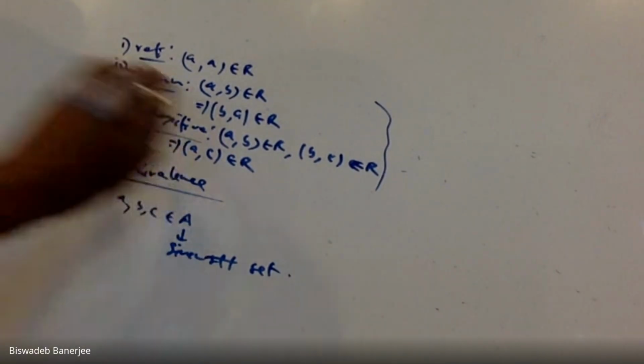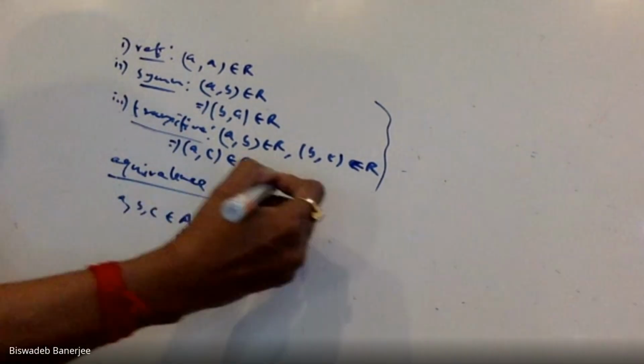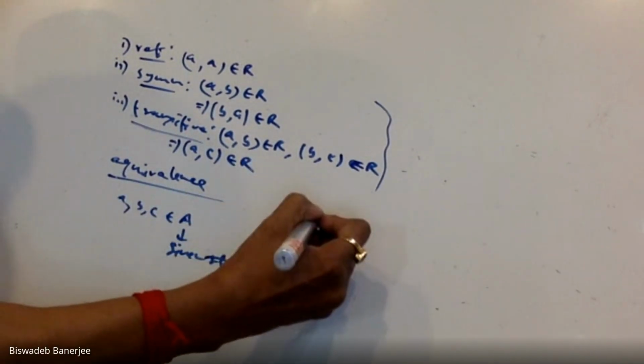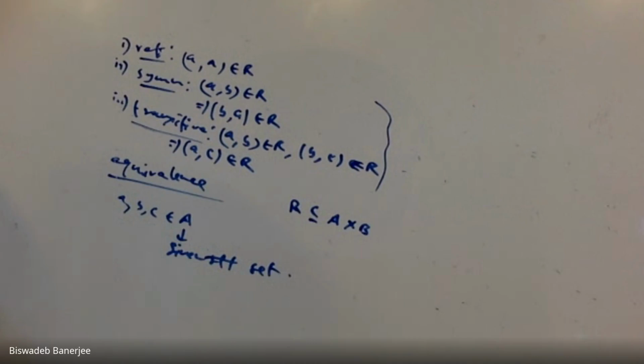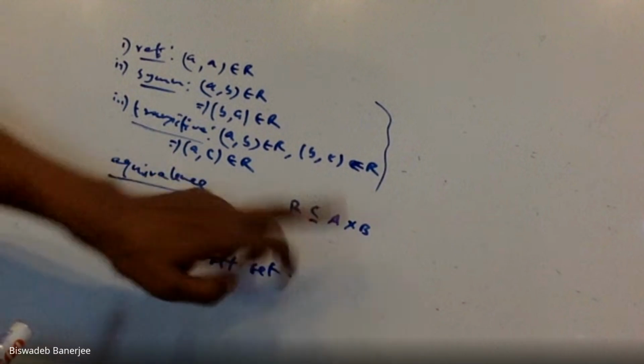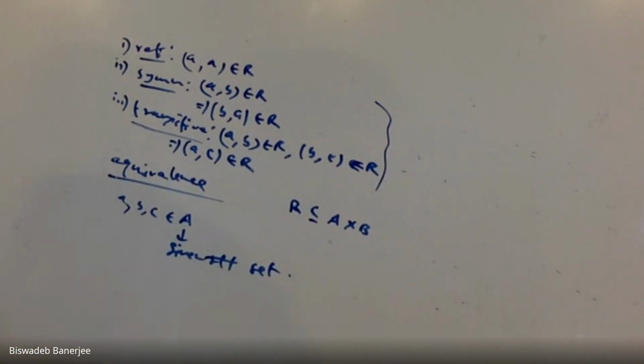One more thing, a relation is always a subset of a Cartesian product. From our previous video, we know how to find A cross B. After finding A cross B, we can see whether this R is a subset of A cross B. Our relation is always a subset of A cross B.